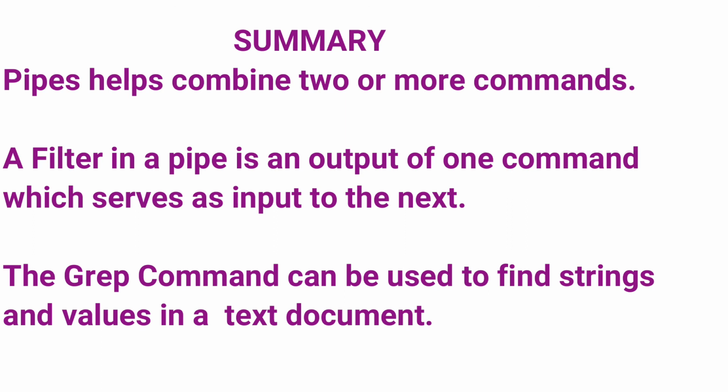So let us summarize the concepts that we have discussed in today's class. Initially we discussed pipes. Pipes help combine 2 or more commands. A filter in a pipe is an output of one command which serves as input to the next. And the last concept that we discussed was the grep command. The grep command can be used to find strings and values in a text document. I hope you have understood the concept of pipes and the grep command in this particular class.